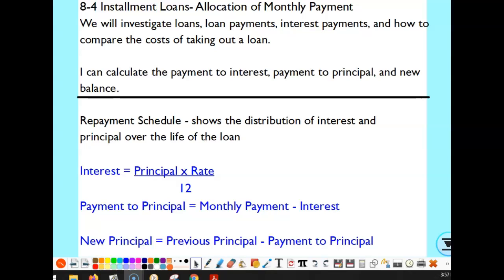So these are the formulas that we're going to need. We're going to find the interest. We're going to take the principal times the rate, and again, we're going to divide it by 12, because principal times rate is a whole year's worth. We only want 1 month's worth, okay?